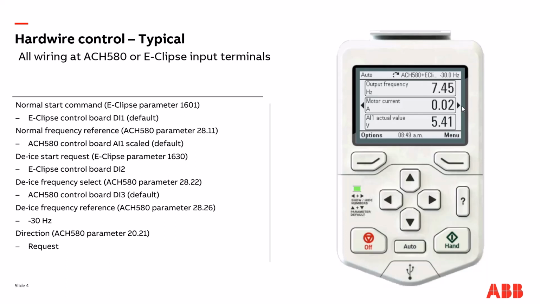And then after the DI interval is satisfied, DI2 on the E-Clipse bypass is opened and the normal mode set point is restored. And then we'll ramp back through 0 and then up to that normal operating set point. And then finally DI1 is open and the drive stops.